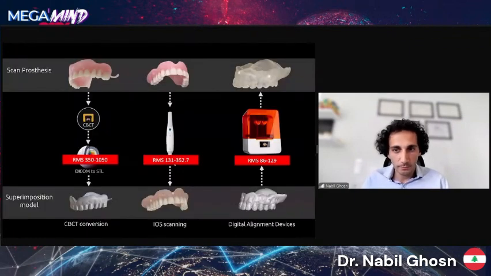So, in summary, now we will explain the workflow with those different techniques. With the CBCT conversion, we have more steps and more deviation error while digitizing the denture. With the IOS, we have fewer steps and fewer errors than the CBCT conversion. And with the digital alignment devices, it's the opposite way around. So we have the digital design, but we are fabricating the physical device that we will take the CBCT with it. And it seems that the accuracy is around 100 microns. So that seems for me the best option to go with.